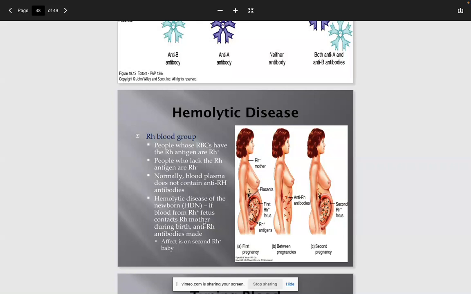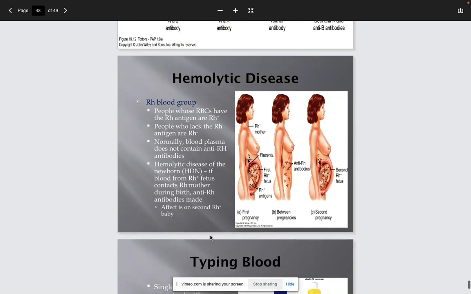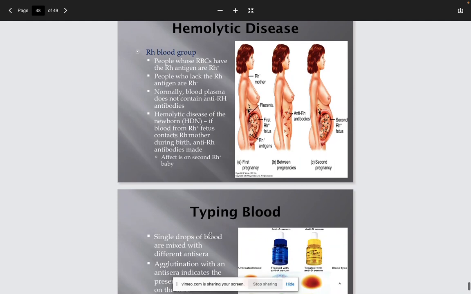This causes the formation of anti-Rh antibodies. Right, her blood is in contact with it. This won't affect her the first time, but if she has another baby who is Rh positive, this can cause hemolysis of the red blood cells. This is a difficult concept that we'll discuss in class in more detail. But again, I just wanted you guys to be familiar with this.